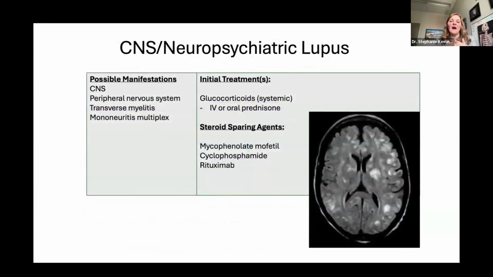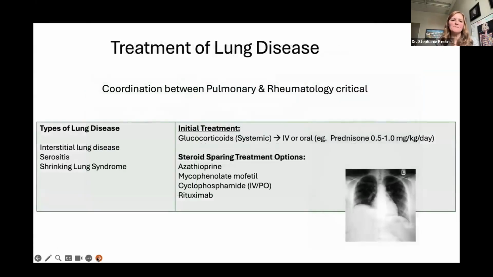So when you have other manifestations, though, like the big bad things like CNS lupus, where they have stroke-like syndrome or vasculitis or mononeuritis multiplex, which would be like a vasculitis in a nerve, we hit them hard with high-dose steroids, and then the big guns like mycophenolate or cyclophosphamide or rituximab.